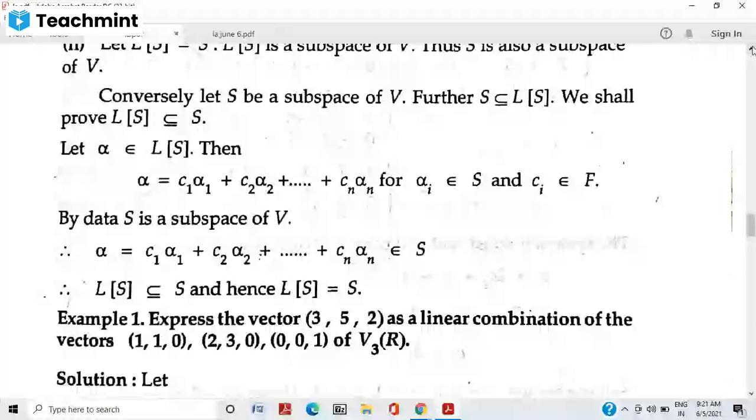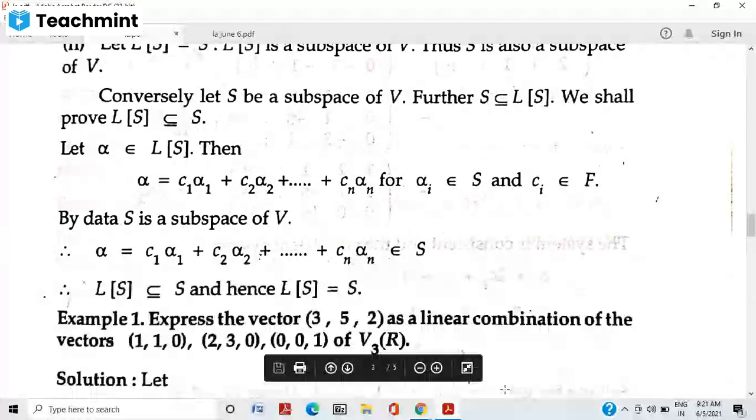Okay. Write the question. Example 1: yesterday we did the same one, we should get the same C1, C2, C3. We will solve that by using the matrix method. Express the vector (3, 5, 2) as a linear combination of the vectors (1, 1, 0), (2, 3, 0), (0, 0, 1). I will ask one by one. You should unmute yourself and tell me the answer.